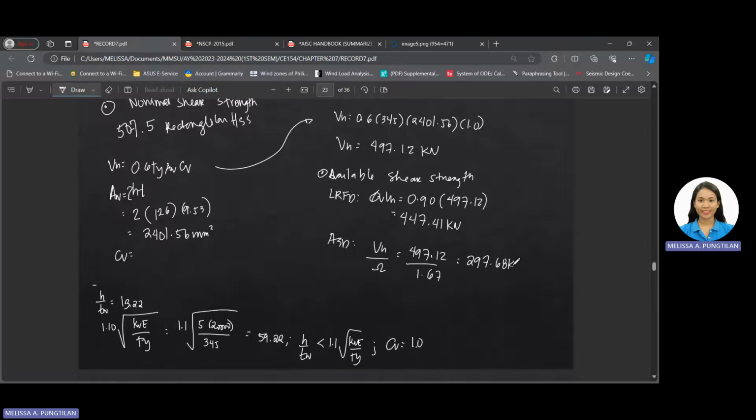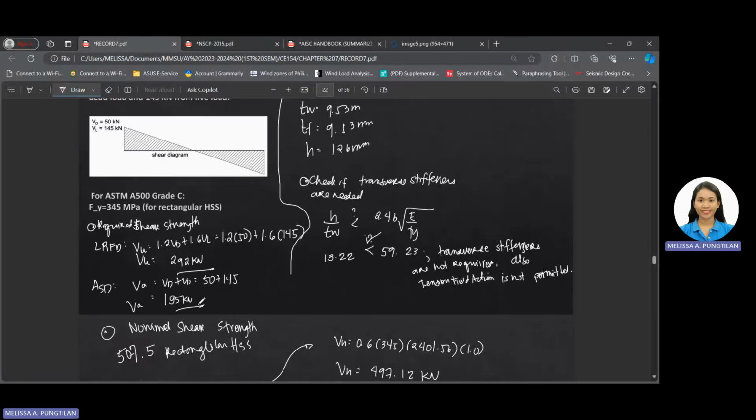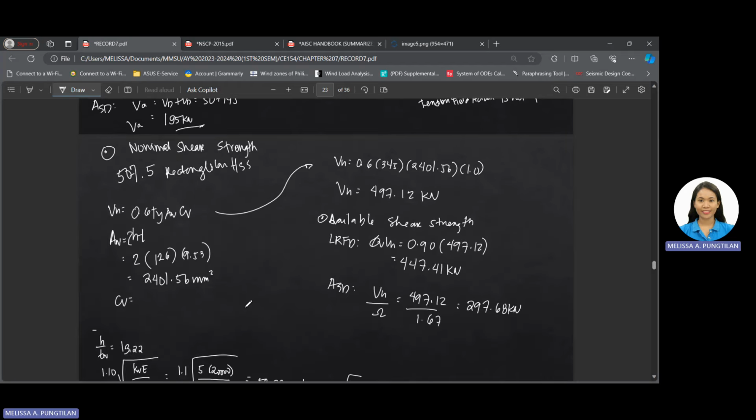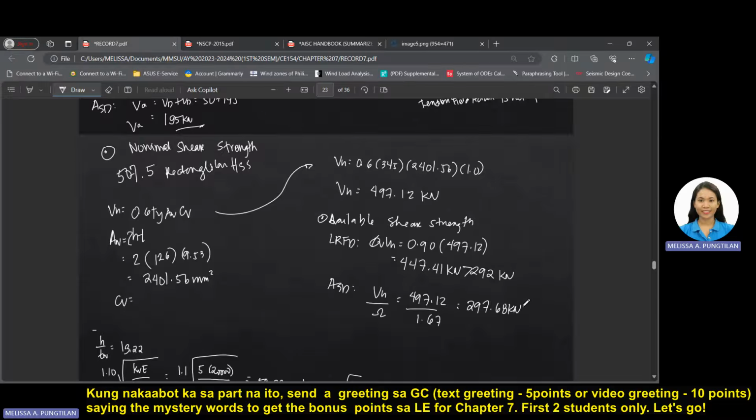297.68 kilonewton. Okay, so upon comparing it to the required, meron tayong 292 tsaka 195. So, greater than 292 kilonewton tapos 195. So, safe. Therefore, the section is adequate.